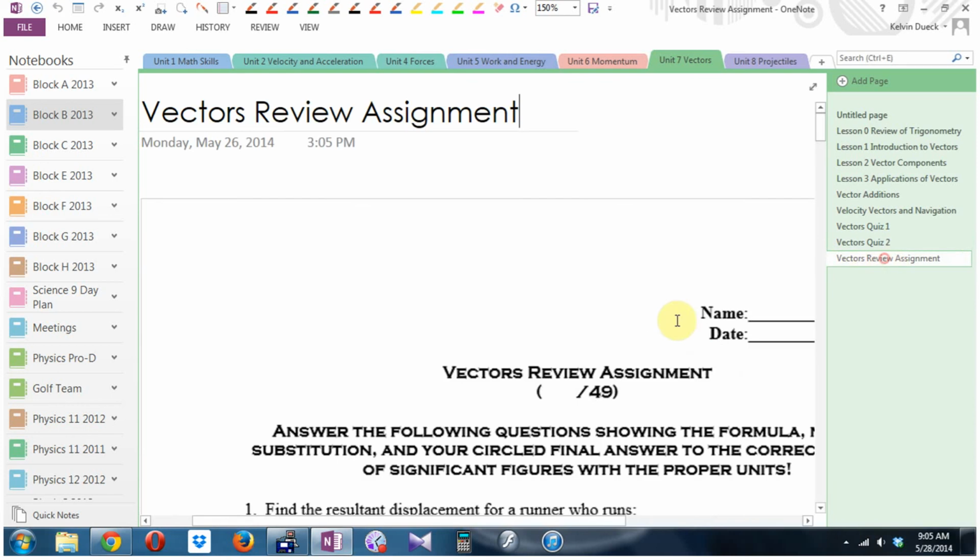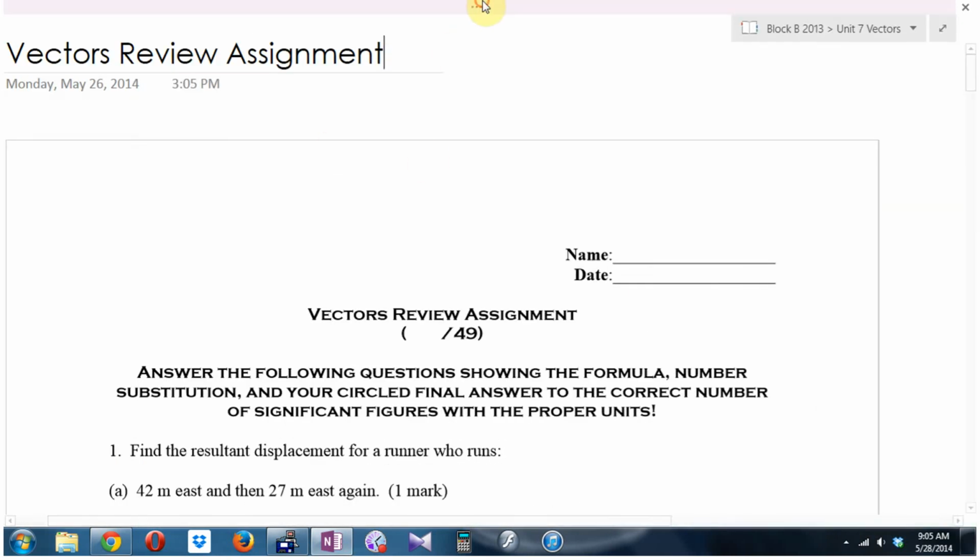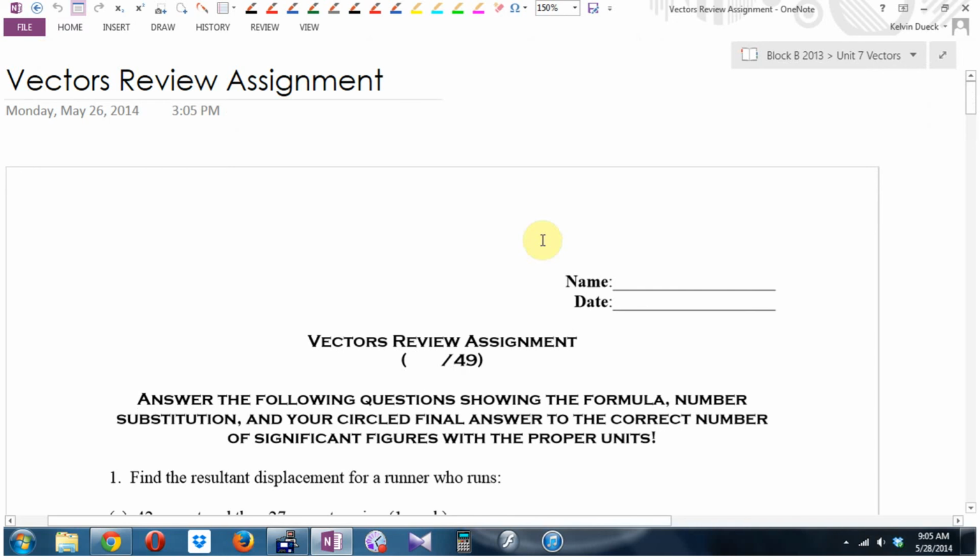So take a quick look at this, please. I call this Vectors Review Assignment. If you work your way through this, you're in pretty good shape for the test. This is about 80% of your test. Then just start thinking, because there's a multiple choice section, what kind of multiple choice questions can I ask? Probably lots of conceptual stuff. I'm going to give you a couple of hints.